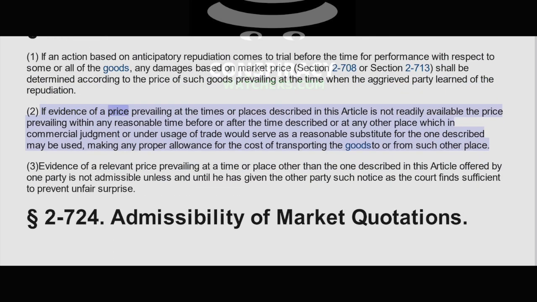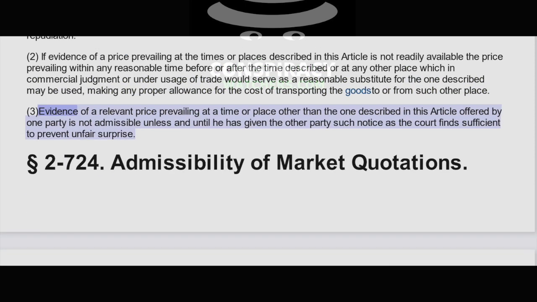If evidence of a price prevailing at the times or places described in this article is not readily available, the price prevailing within any reasonable time before or after the time described, or at any other place which in commercial judgment or under usage of trade would serve as a reasonable substitute for the one described, may be used, making any proper allowance for the cost of transporting the goods to or from such other place. Evidence of a relevant price prevailing at a time or place other than the one described in this article offered by one party is not admissible unless and until he has given the other party such notice as the court finds sufficient to prevent unfair surprise.